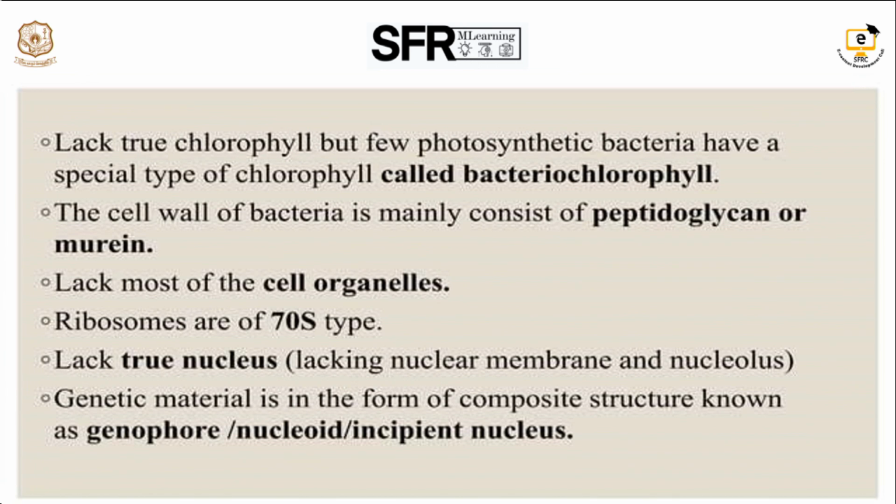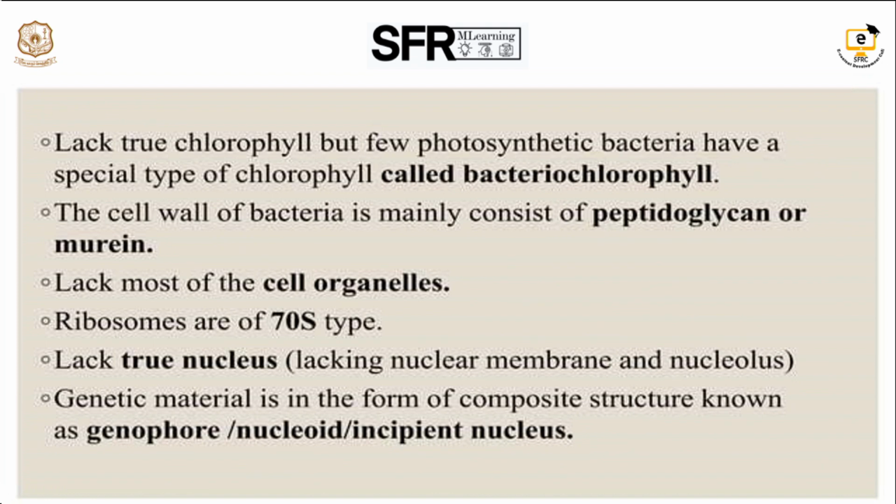Chlorophyll is essential for photosynthesis, as you know well. In gram-negative and gram-positive bacteria, the chlorophyll pigment is absent. Apart from that, a special kind of chlorophyll is present in some bacteria, that is bacteriochlorophyll. Next, the cell wall of bacteria mainly consists of peptidoglycan and a murein layer. They lack most cell organelles, have 70S ribosomes, and lack a true nucleus. Lack means the absence of a true nucleus.